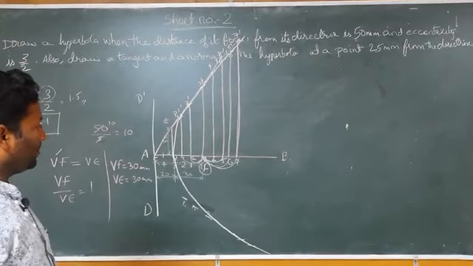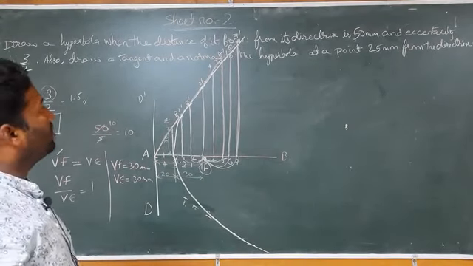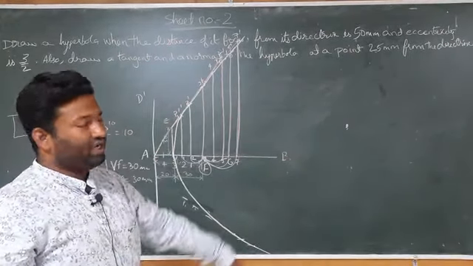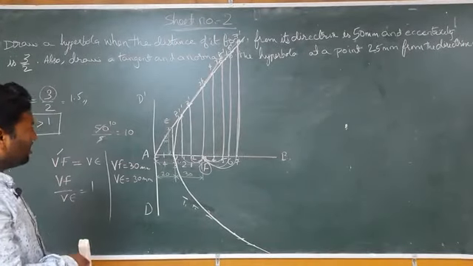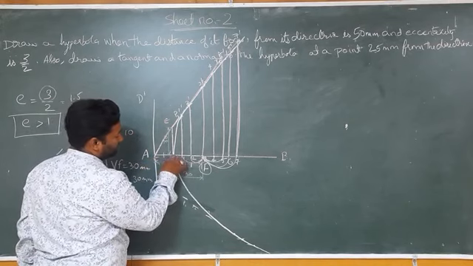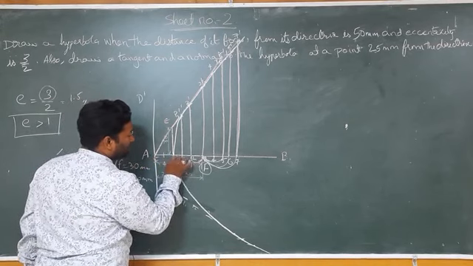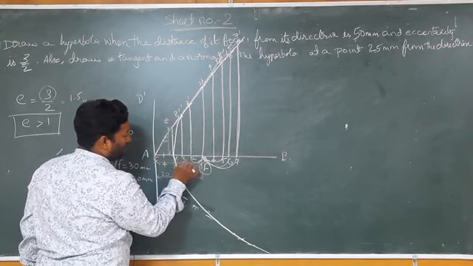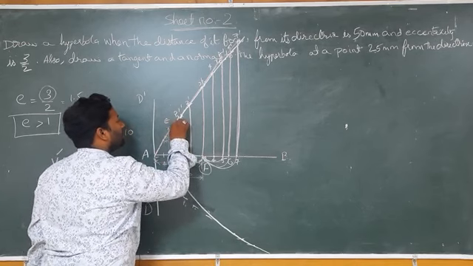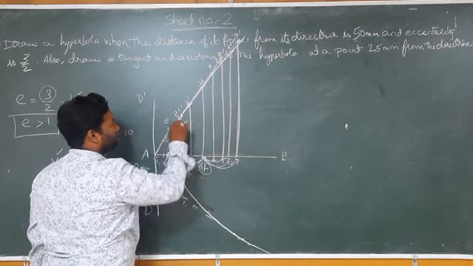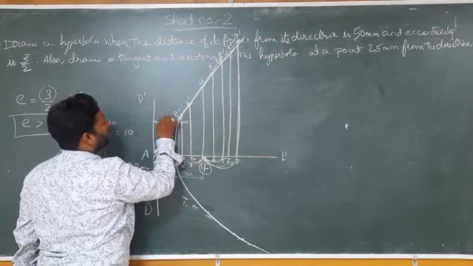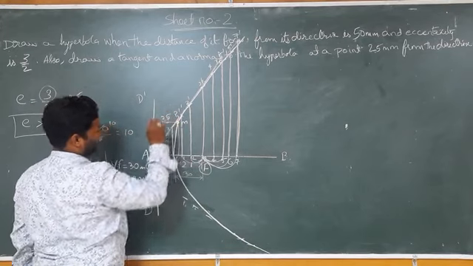Now after getting the hyperbola, we have to draw a tangent and a normal to this curve at a point 25 mm from the directrix. So from the directrix we have to measure the distance on this principal axis. Suppose from here to here is 10, 20, 25. So in between V and 1 I will get the 25. So I will draw a line like this. So here I am getting the point M. This point is exactly 25 mm away from the directrix.